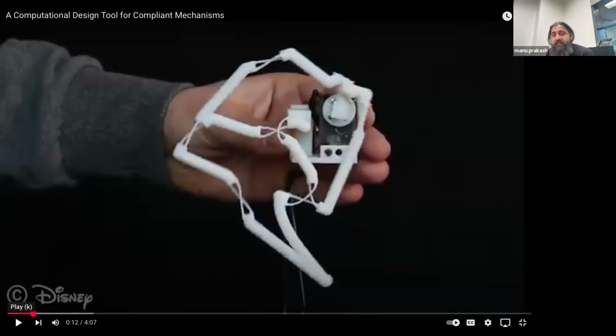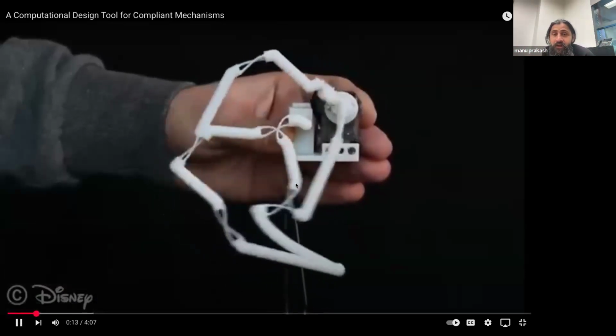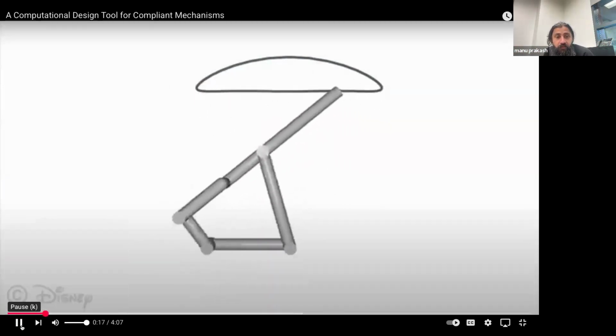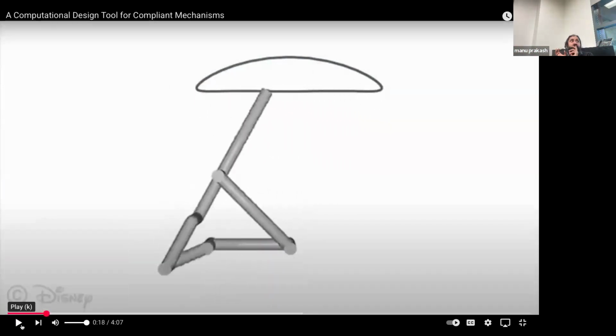And of course, this video is about the design tools for these types of things. This is the tip of the iceberg of what compliant mechanisms do, but let's watch a few of them. Our method takes as input a conventional mechanism and replaces rigidly articulated joints. So what does that mean? A conventional mechanism is a pivot joint.